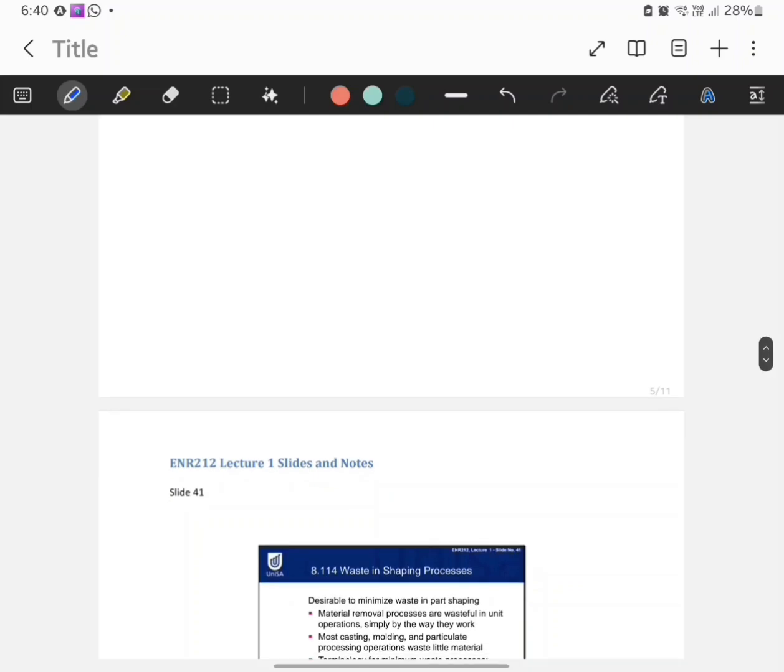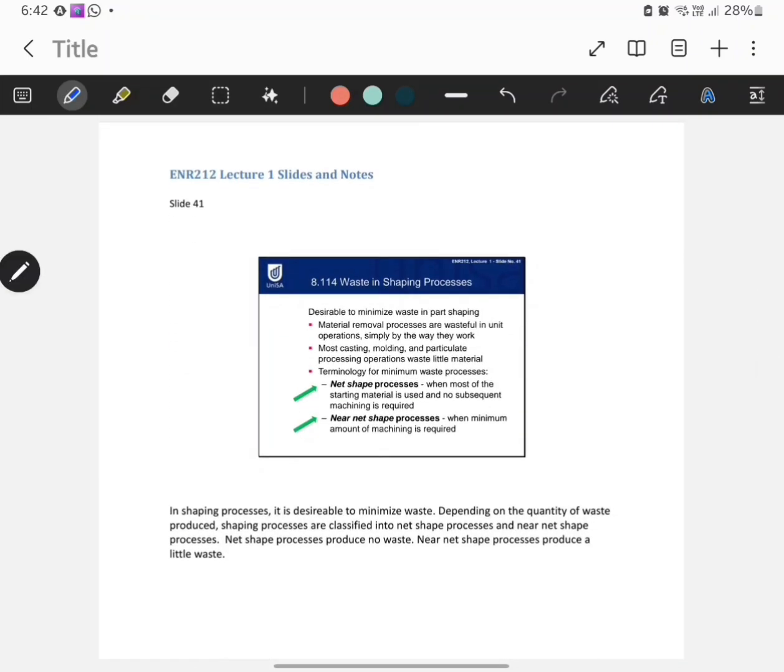Okay, let's move to the next slide. Now let's consider waste and shaping processes. This slide discusses methods to reduce waste, with a look at net shape and near net shape processes. These processes aim to use as much of the material as possible. In manufacturing, minimizing waste is the key to saving resources and costs.